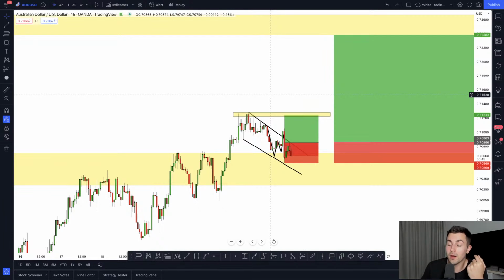Let me know what your expectations are for Aussie dollar. Are you bullish or bearish right here? Also, traders, let me know if you have any questions concerning this trading setup.